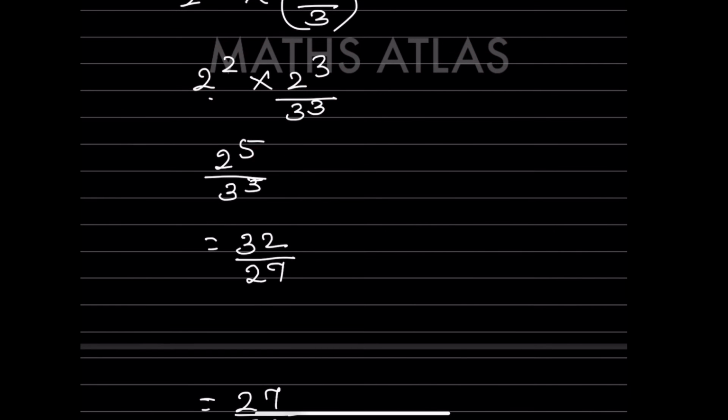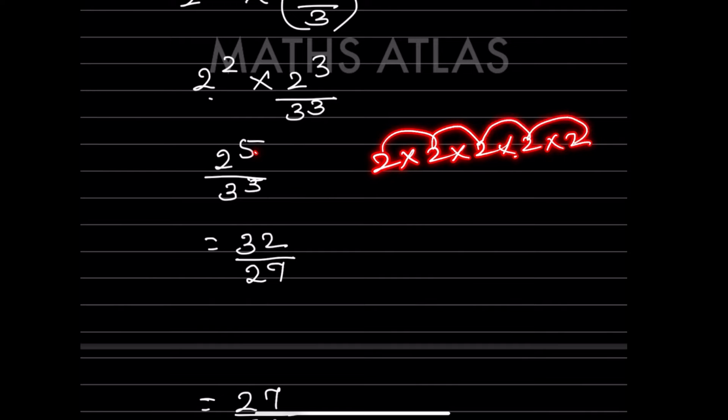So now 2 raised to 5 means 2 you are going to multiply 5 times. So that is going to be 32. And this 3 you will multiply 3 times, that is going to be 27.